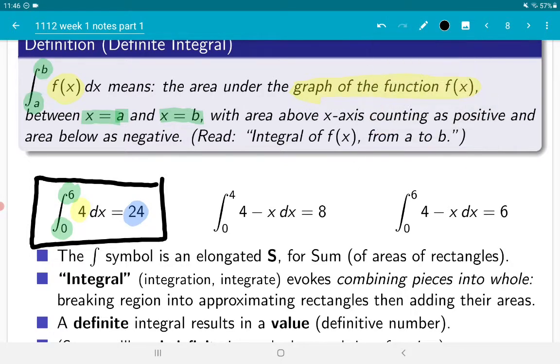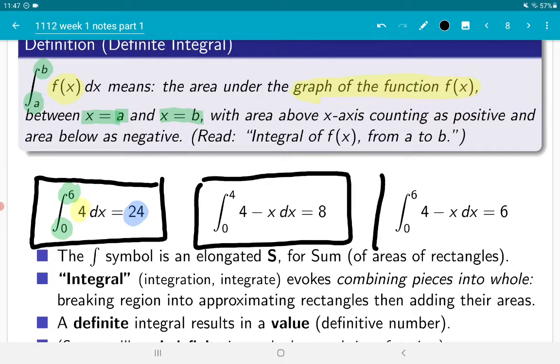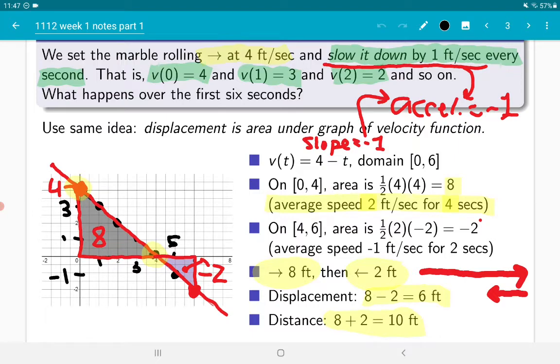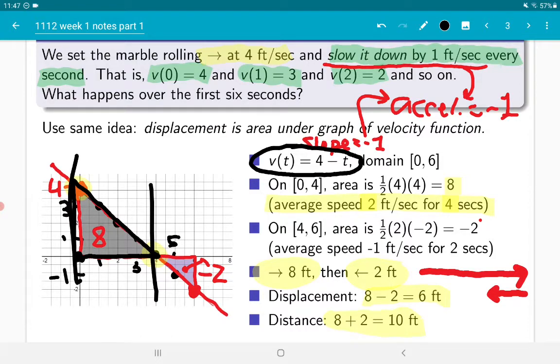These other two definite integral statements over here come from example 2 that we were looking at. So in that one, we found that from 0 to 4 of this function, where f of x was 4 minus x, or back then I wrote it v for velocity and t for time, it's 4 minus t. When we went from 0 to 4, the result was an area of 8. And then when we went from 4 to 6, the area was underneath, so it was negative.